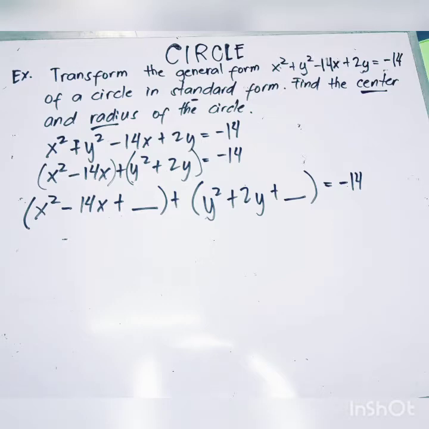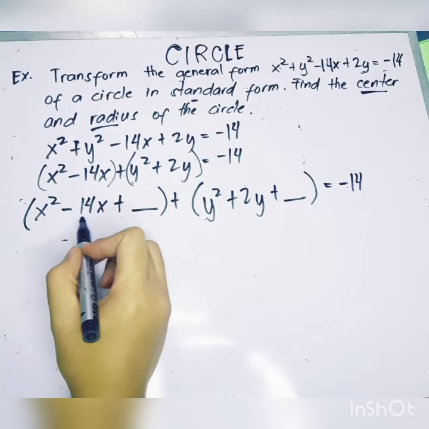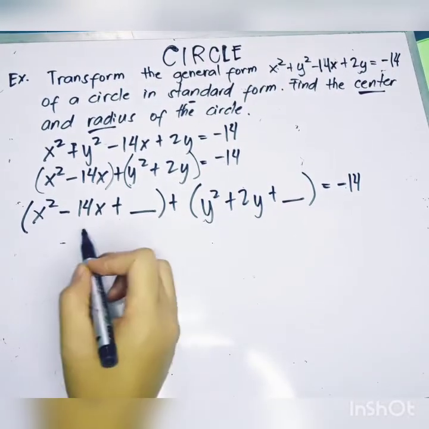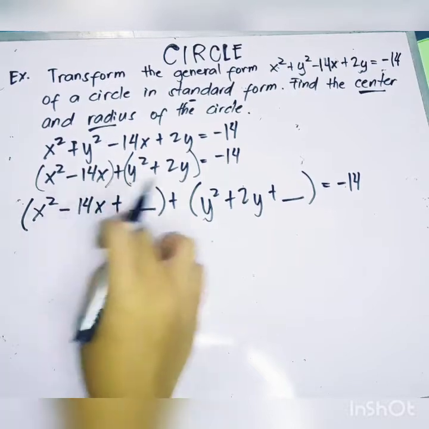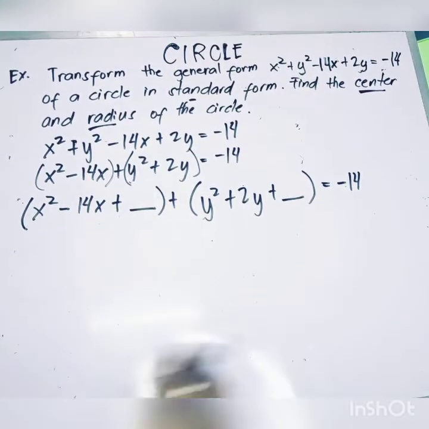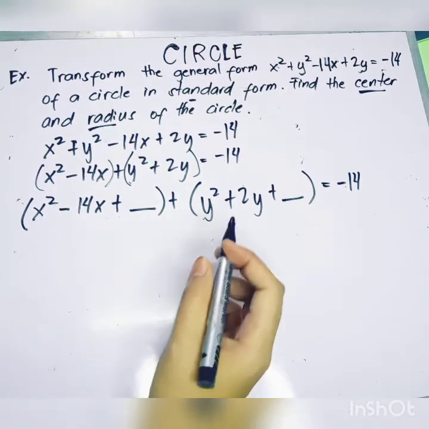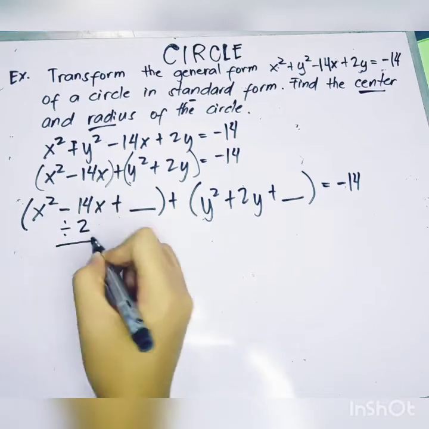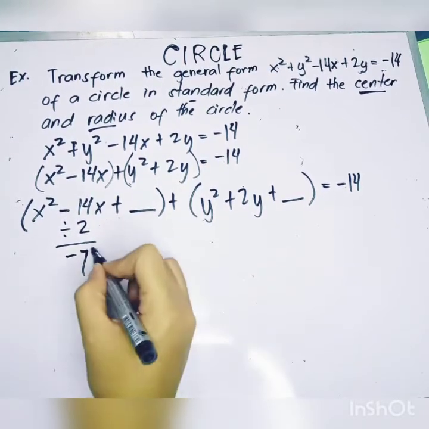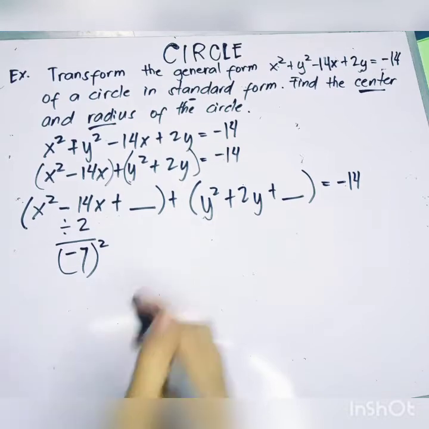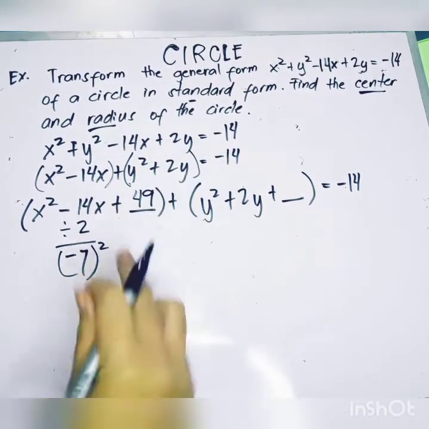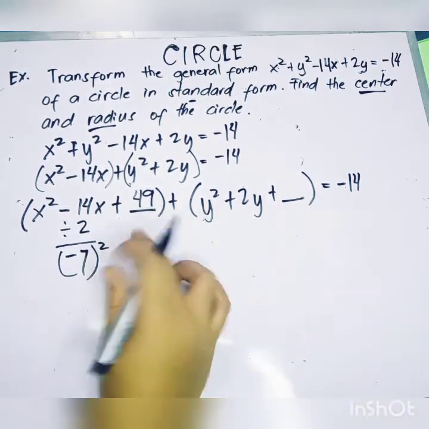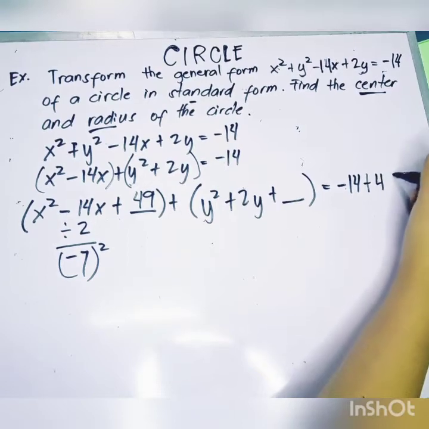Okay? After that, to find the third term, we have to divide the middle term by 2. So first here, this expression, we have negative 14. Again, to get the third term, we divide the second term by 2, and then after you divide, you square it. So we have negative 14 divided by 2, we have negative 7. And then square the answer. So negative 7 squared, we have positive 49. Again, what value you add here, you also add to the other side. So we have positive 49, we also put here positive 49.